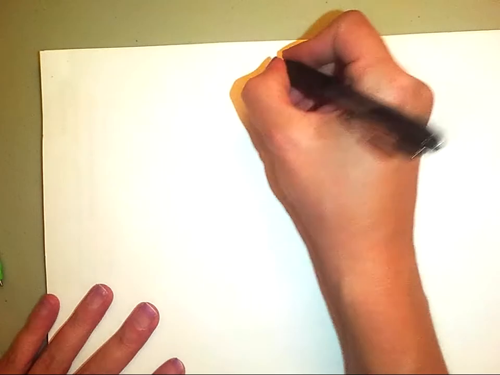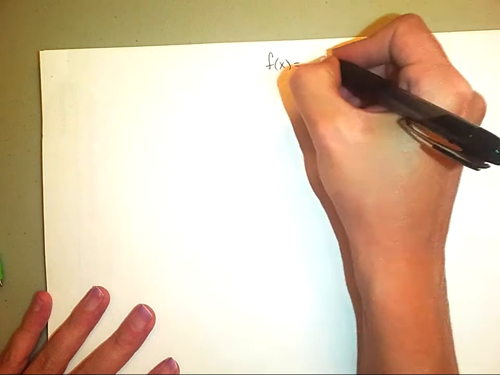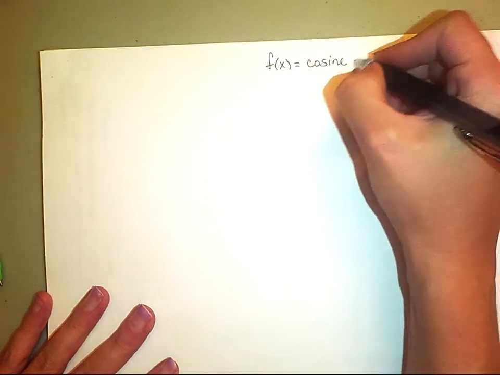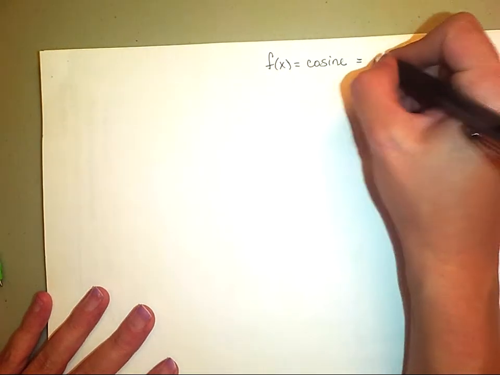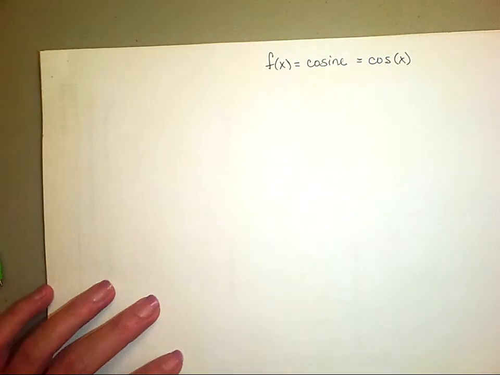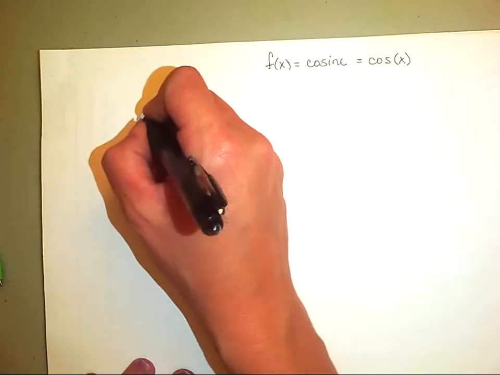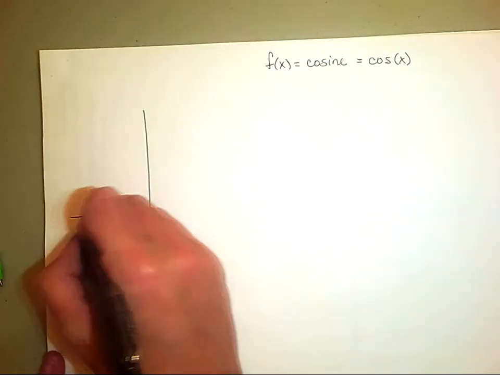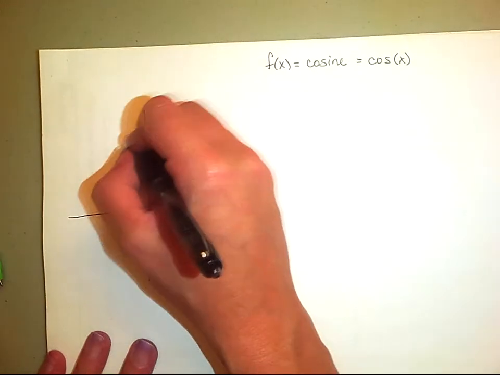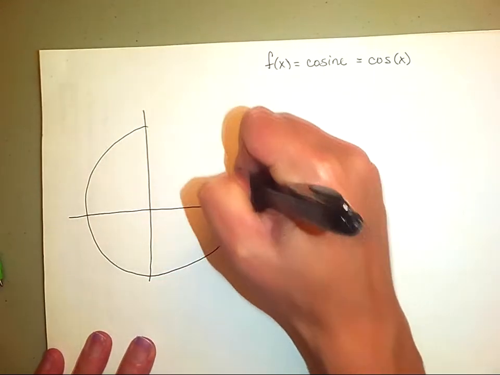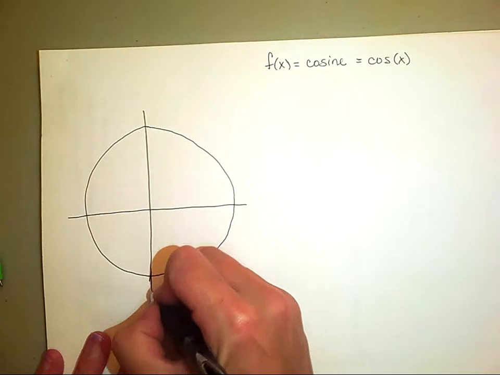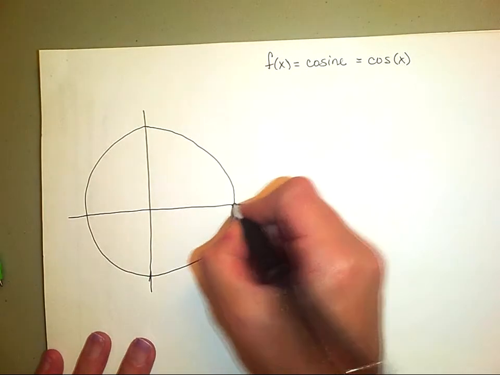Now let's do f of x is equal to the cosine. So that's the cosine of x. All right, let's do our unit circle again so we can see this happen. We need to do this multiple times so we're good at it.